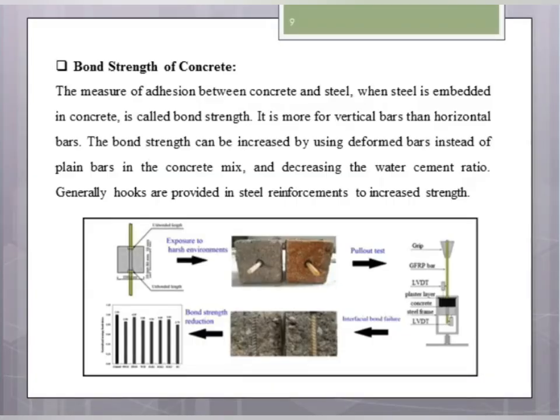In earlier construction, plain reinforcement was provided. After long research, they found that the bonding between plain reinforcement and concrete is not that high. So if we use the torque bar instead of the plain bar, that will be beneficial for gaining the bonding and ultimately increasing the strength of the concrete.